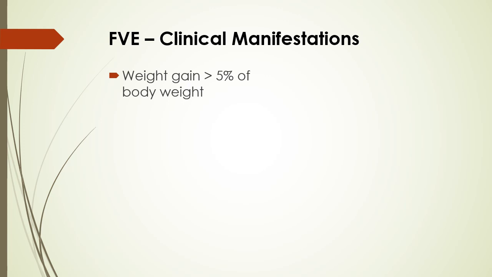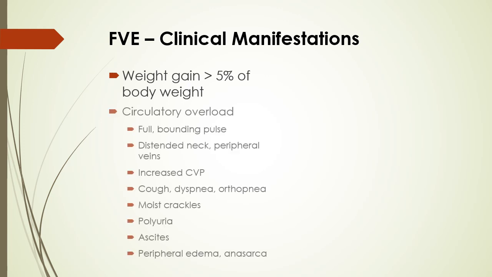Clinical manifestations: weight gain of greater than 5% of body weight or 5 pounds over 1 to 2 days. That can put you in circulatory overload. You'll feel their pulse and they have this bounding pulse. Next, distended neck and peripheral veins. Remember what I said about jugular vein distension? You look at that, you'll look at their neck.